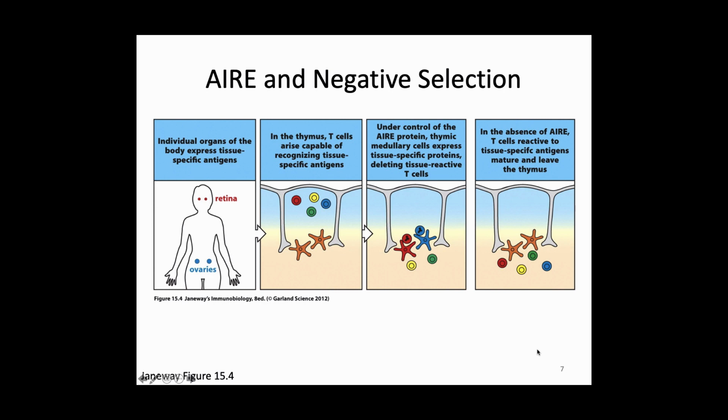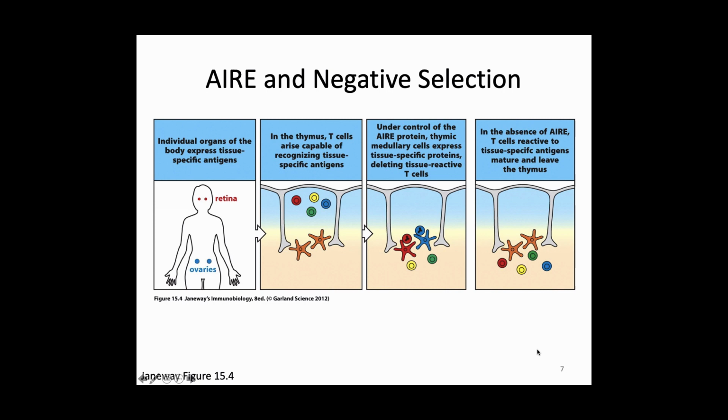We often think about some types of proteins as being tissue-specific proteins. They might be proteins that are only transcribed and translated in the retina or in the ovaries. However, in the thymus, we also transcribe and translate all of those proteins, meaning that all of the antigens are available for negative selection in the thymus. This is done via a protein called AIRE, or the autoimmune regulator, which leads to the transcription of all of those tissue-specific proteins, allowing thymic medullary cells to make all those proteins and delete these self-reactive T cells.